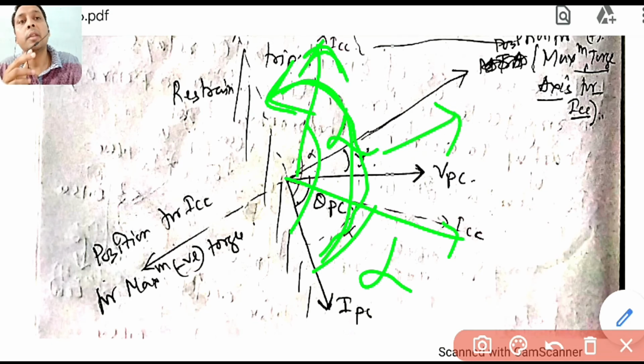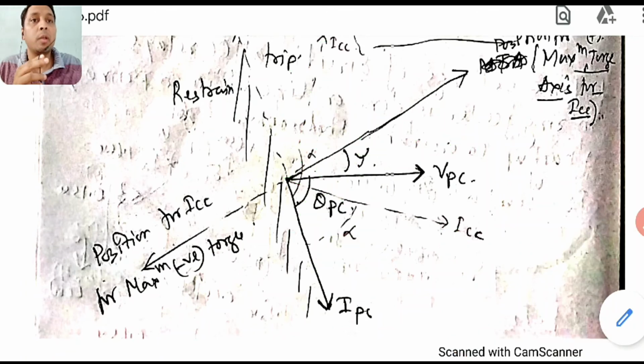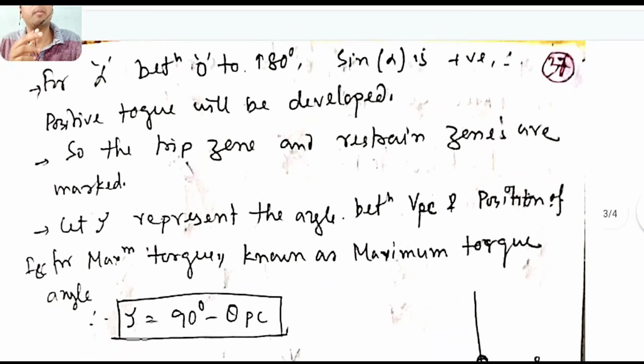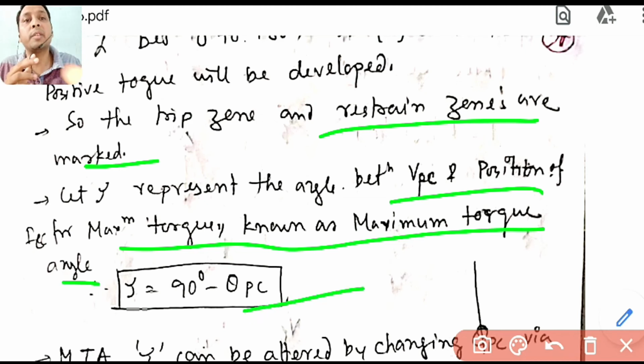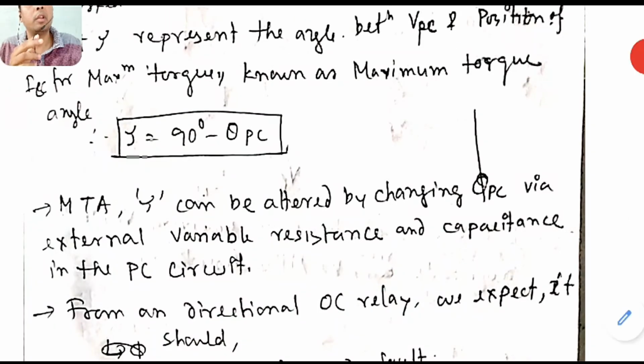Because my alpha is starting from 0 and if you reach here, it will reach 180 degree. So from here to here, it will be positive. If you move here, then it will be negative. So alpha between 0 and 180, sin alpha will be positive and positive torque will be developed. So the trip zone and the restraint zone are marked. Let tau represent the angle between theta PC and the position of maximum torque, which is known as maximum torque angle. Tau is equal to 90 degree minus theta PC. Now the tau can be changed.